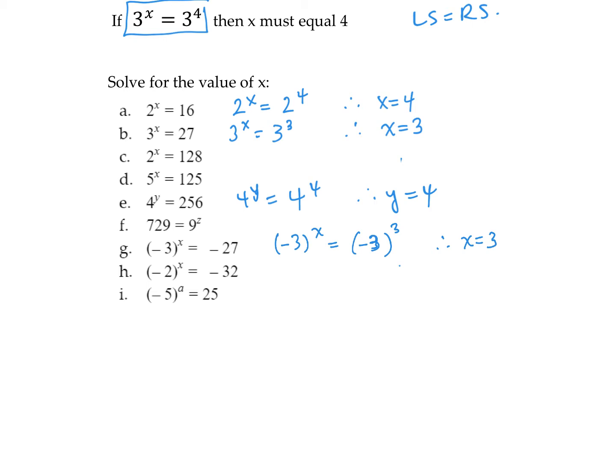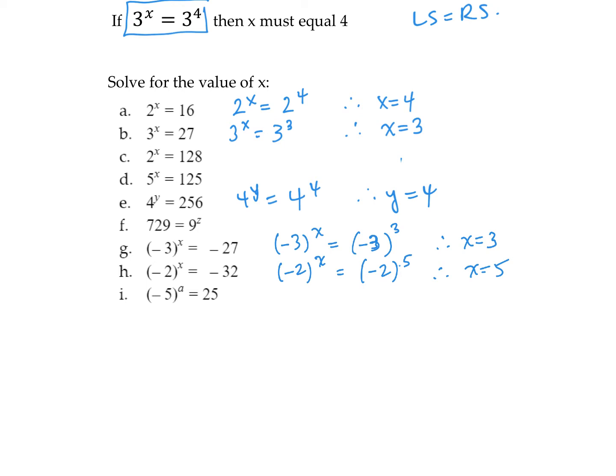In question H, we want to change the base to 2. It has to equal negative 32. I know that 32 is 2 to the power 5, so negative 32 would be negative 2 to the power 5. And again, that is okay because 5 is an odd number, so if I have an odd number of negative signs, my result will be negative.